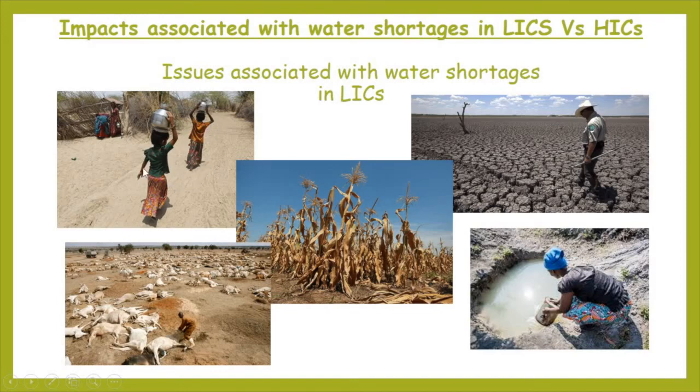This is an image of some young girls, probably 5 or 6 years old or younger. Gender roles in LICs, it is their job to walk miles every day to go and try and find some clean water for the family. If you're doing that, it means you're not going to school. You're never going to break the cycle of poverty because you'll never learn to read and write. So number 1, girls used to collect water, not in school, no education, stuck in poverty.